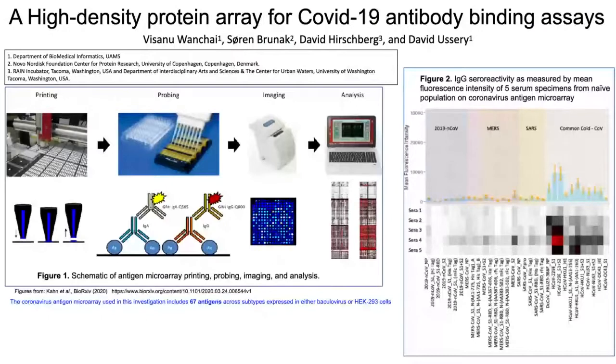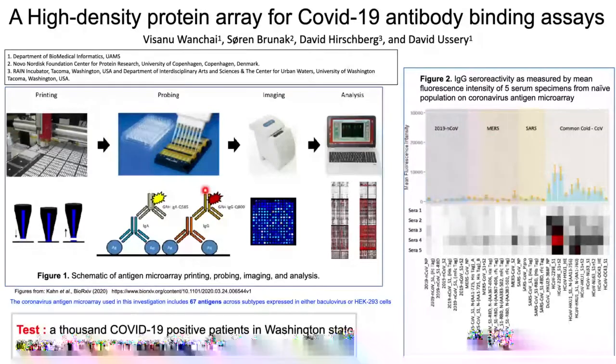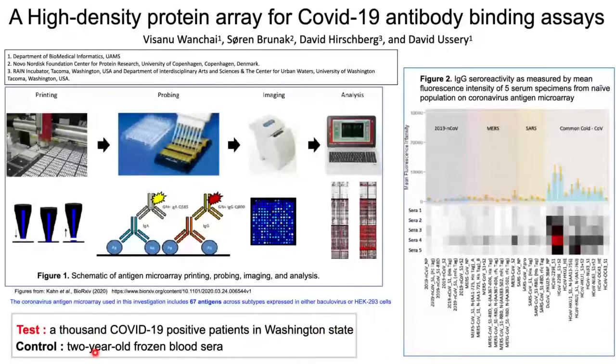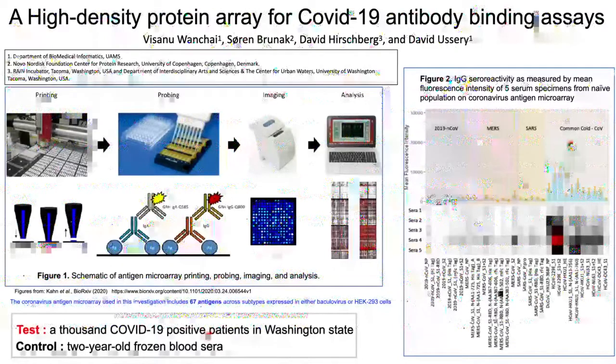And so what you could do is look across. One of the things we were wanting to do is figure out which particular proteins are there. So we want to be able to test 1,000 COVID-19 patients, with a collaborator in Washington State. We can also do this in Arkansas. As control, we're going to use 2-year-old frozen blood serum, so this is basically patients before. Those should test negative here. But you will see lots of things from the coronaviruses that cause a common cold, so that's going to be some fun things to look at to see what's there.